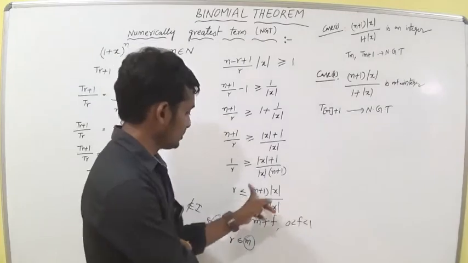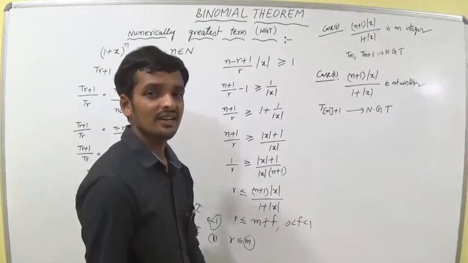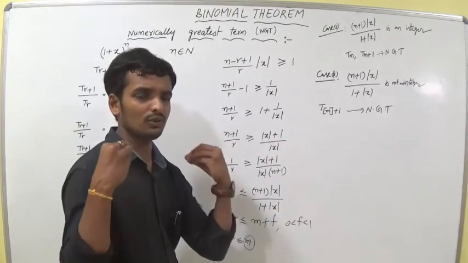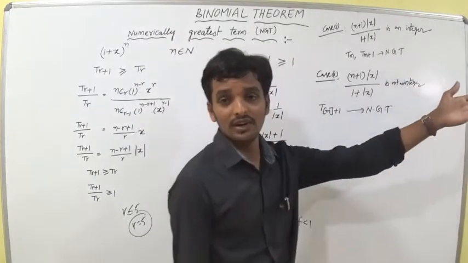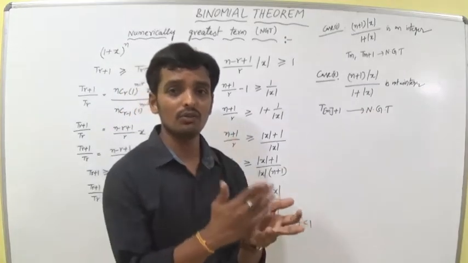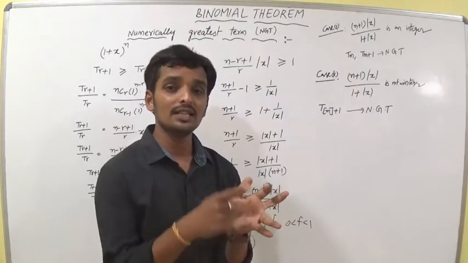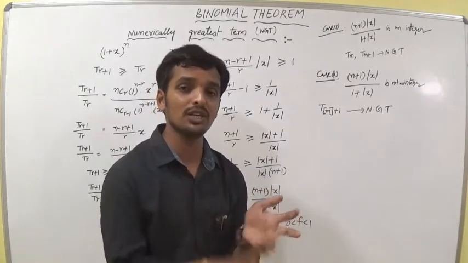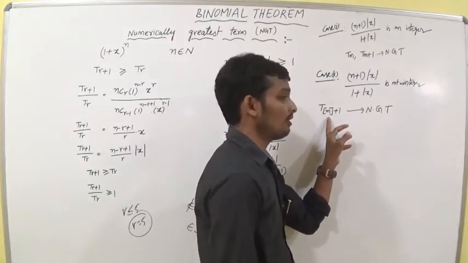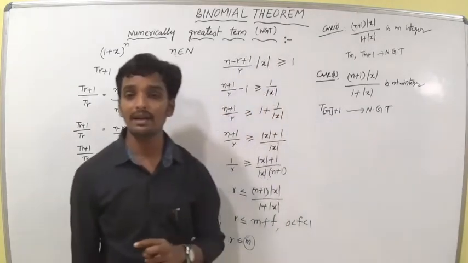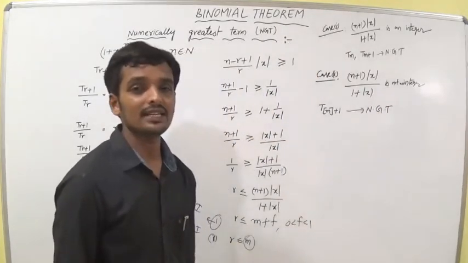If this value (n plus 1) into mod x by (1 plus mod x) is not an integer, don't confuse and no compromise at all. Integer means, I told you one example, 3 by 2, we are getting 1 plus 1 by 2. 1 is an integer, 1 by 2 is a rational number. This is a combination of an integer and a rational number, so that is not an integer. In this case, we are getting T of the greatest integer of m plus 1 as the numerically greatest term.